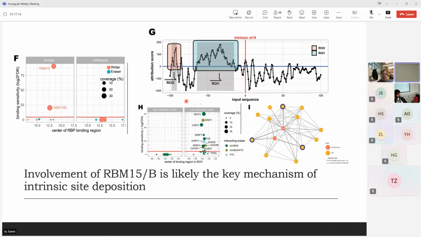So our conclusion is that the binding enrichment in ROI1 is showing the low methylation among the intrinsic sites because of interaction with the erasers. So they bind to this region and then recruit eraser protein near the intrinsic site, so the methylation level is lower compared to other intrinsic sites.